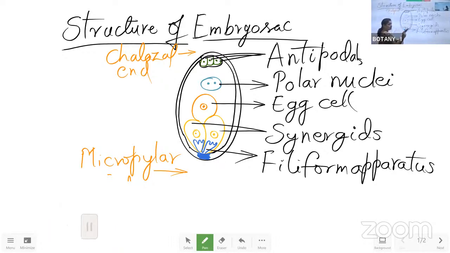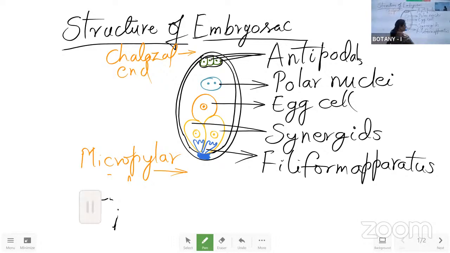And not into the synergids again. Because at that time, one of the synergids has to disintegrate during the fertilization process. So it cannot enter into the synergid directly. It enters into the embryo sac and releases the male gametes. So the words should be very clear and the sentence should be very clear over here. The filiform apparatus makes the free entry of the pollen tube into the embryo sac for fertilization process. These are the functions of the synergids and the filiform apparatus together.